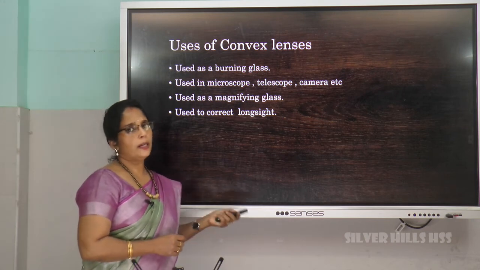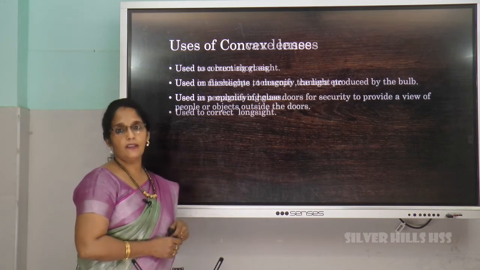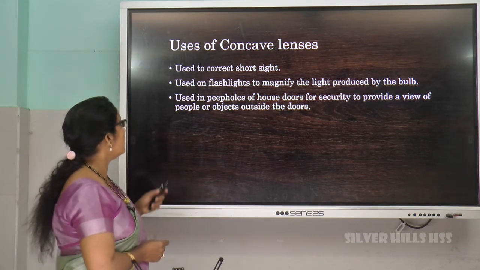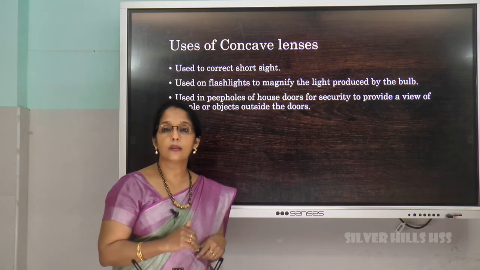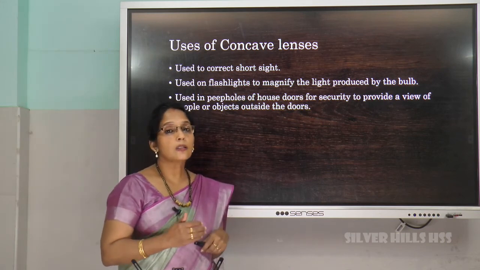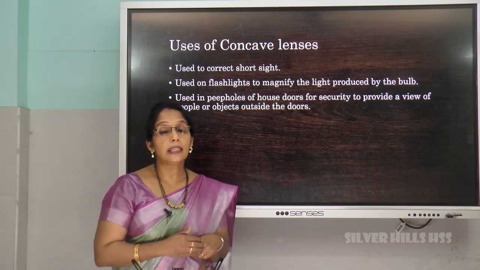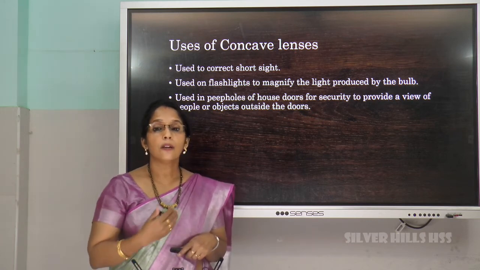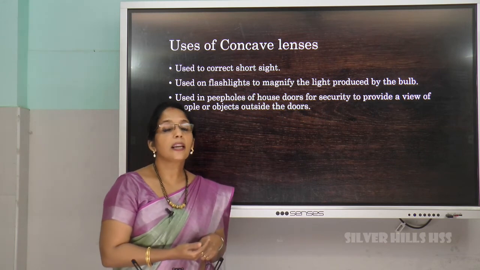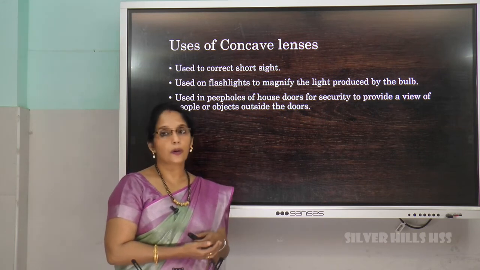Now we can pass on to the uses of concave lens. What are the uses of concave lens? It is used to correct short sight, just the opposite of long sight. Short sight means some people can see near objects clearly, but they are unable to see far objects. This defect can be corrected by using concave lens.